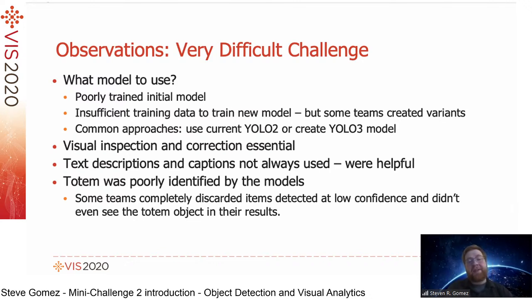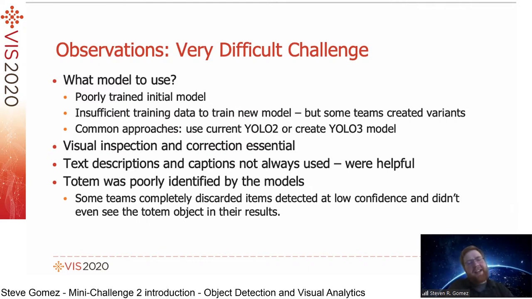The third observation is that we had these text descriptions and captions for a lot of the images, but not all the teams actually used those. Some teams used some of the text data, but not others. In some cases, that text data might have been helpful for better identifying what was in those images. And some of those captions actually had really interesting flavor text to them. So they added a little bit to the narrative of what was going on. And there were some teams that really read into those interpretations to build their final understanding of what they thought the totem was.